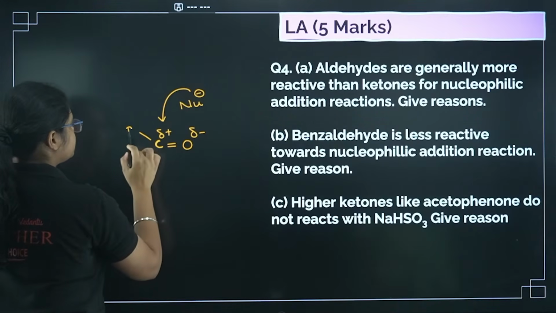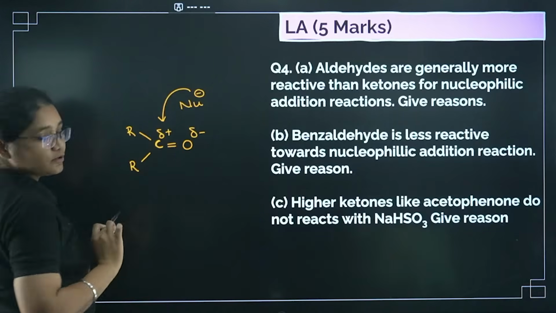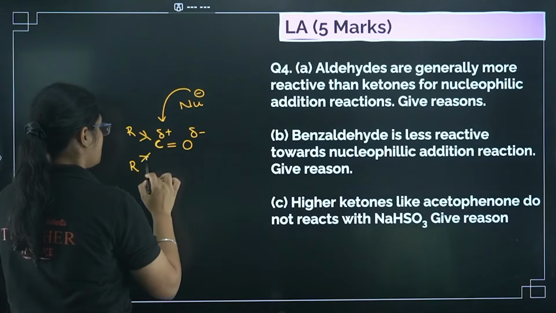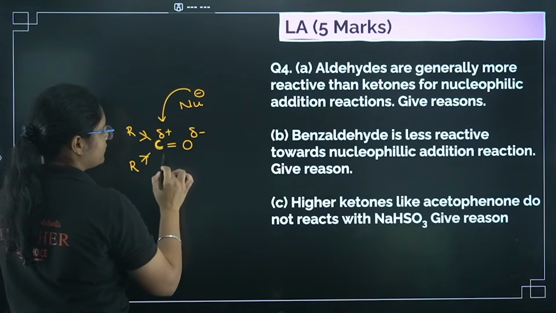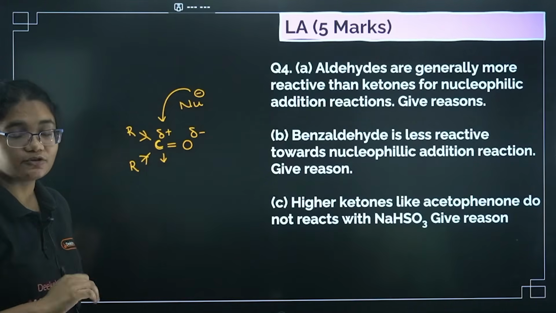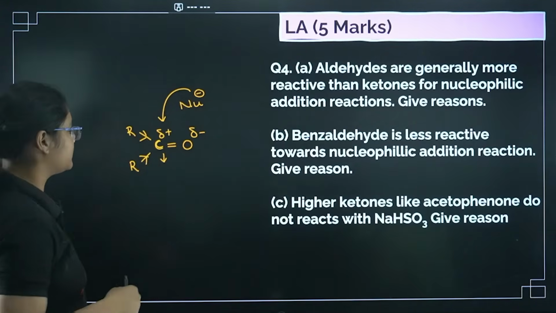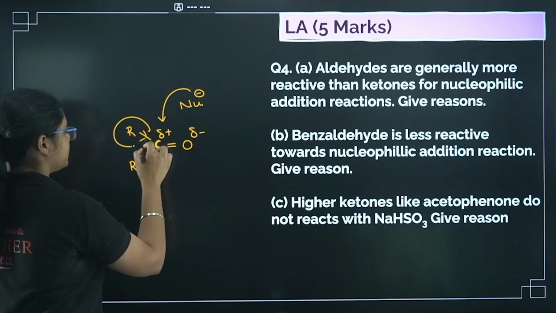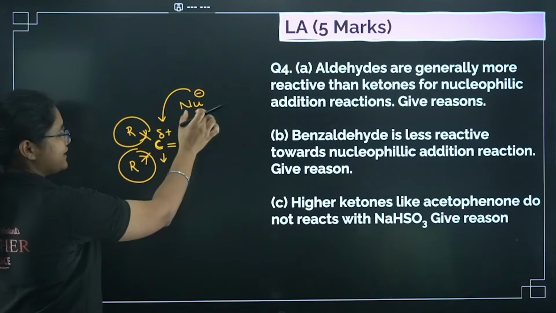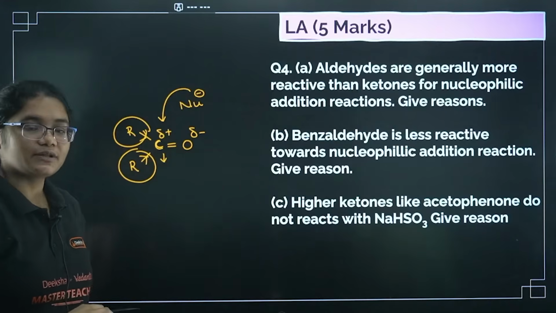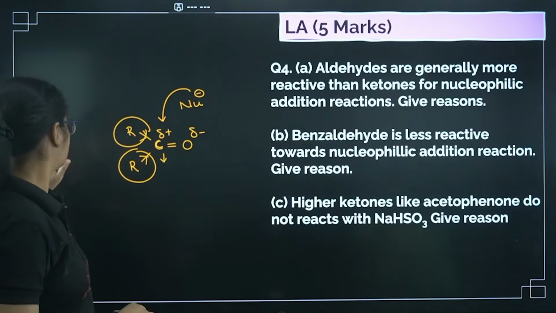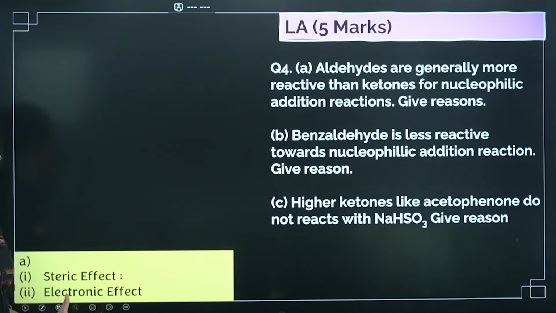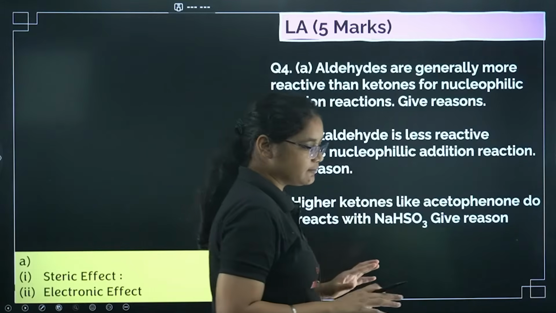But in ketones there are 2 R groups, right? And what is the role of the R group? They have a plus I effect. They will donate electrons here. If they donate electrons, the electrophilicity of the carbon decreases, and that is why the reaction with nucleophiles decreases. That's the first thing. And the second is, when you have such big R groups, it provides steric hindrance to the incoming nucleophile, so that is why the reaction is slower here. So how do we write this? The first thing is the electronic effect, and the second one is the steric effect. These 2 points are given in the NCERT book, so you have to explain them.